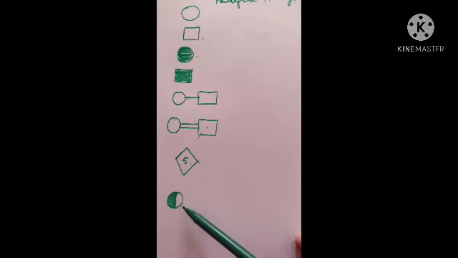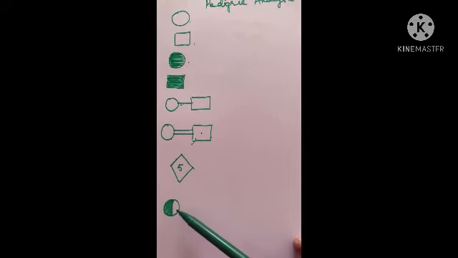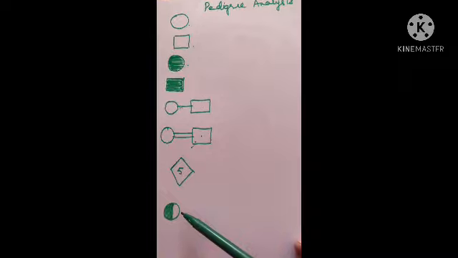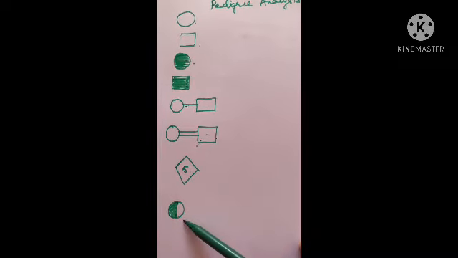If the individual is a carrier, then for a carrier half of the portion will be shaded and half of the portion will be unshaded. This is a carrier female.